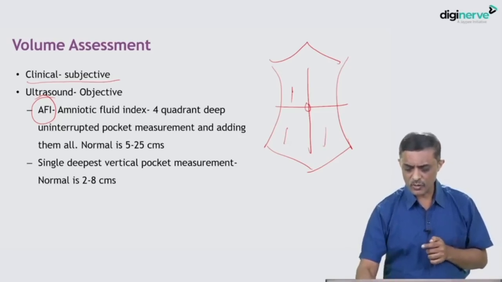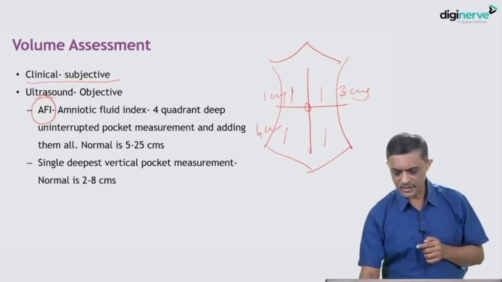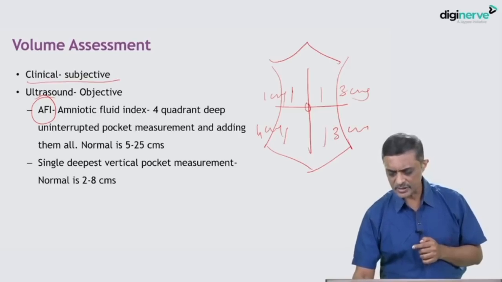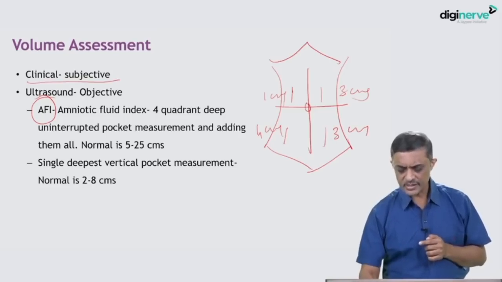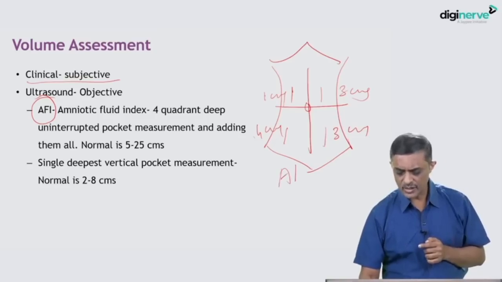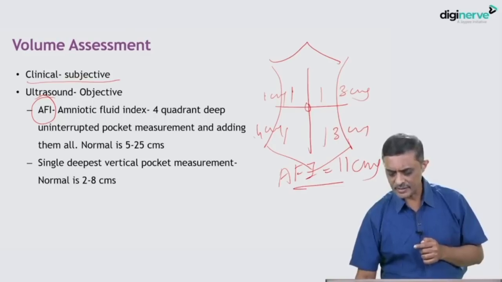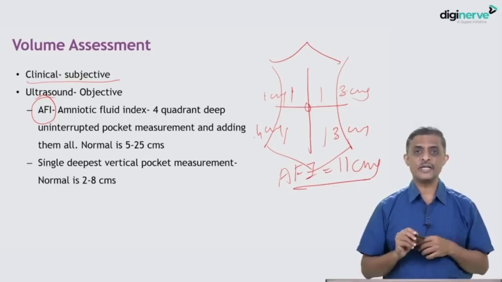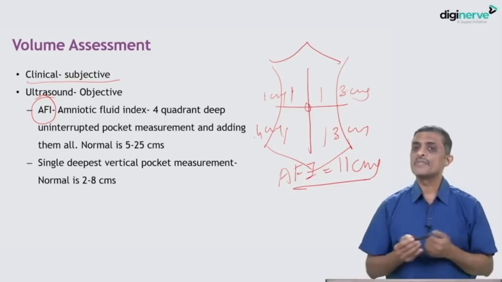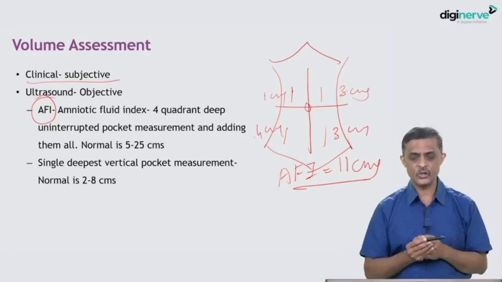So in all the 4 quadrants, let us say the length is 3 cm here, 1 cm here, 4 cm here, here it is 3 cm. So 3 plus 3, 6, 6 plus 4, 10, 10 plus 1, 11. So amniotic fluid index is given as 11 centimeters. So this is an objective measurement. Anybody who measures will get very close to this measurement. 0.5 or 1 centimeter, this side, that side should be fine.